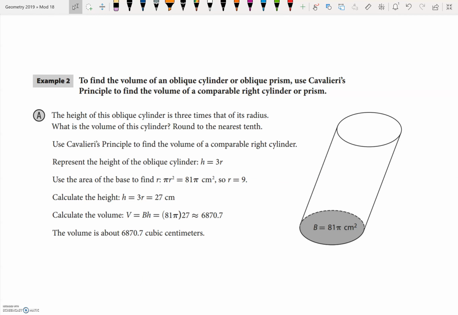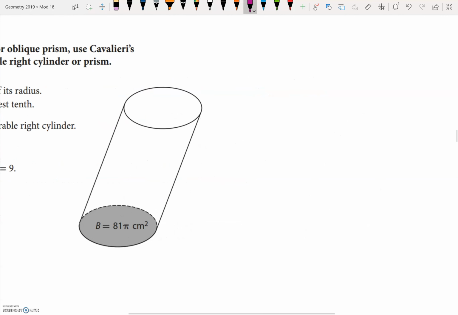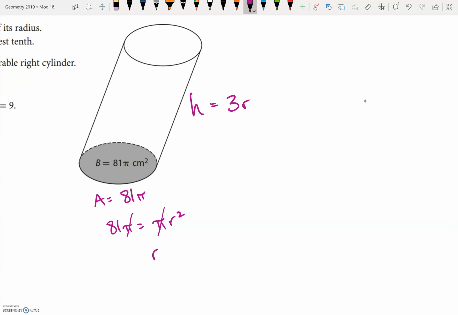It says that the height of the cylinder is 3 times that of its radius. So the height equals 3 times its radius, so 3r. Well, what is its radius? It says that the area of the base is 81 pi, and we know that area, so 81 pi, equals pi r squared. Therefore, r is equal to 9. Our radius is 9, so how much is our height? So our height is going to be 27.